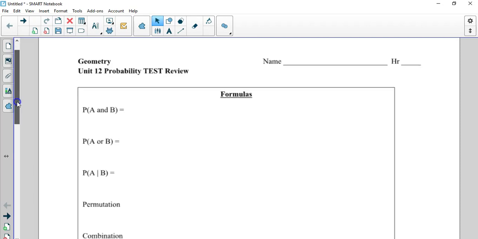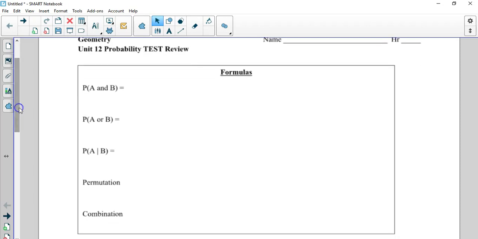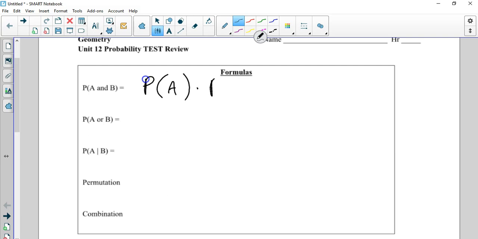All right, final review, Unit 12. All right, so formulas, just real quickly. Probability of A and B is probability of A times probability of B.